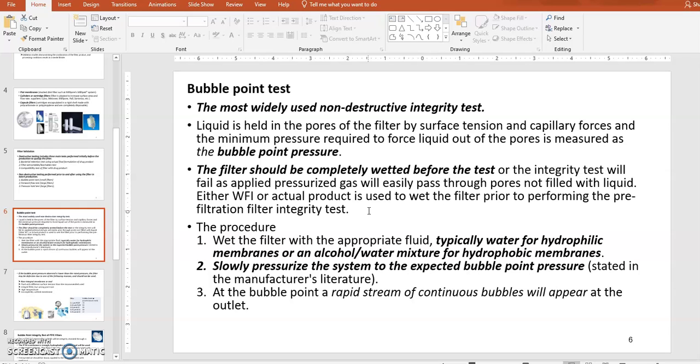The filter will hold the gas pressure through its surface tension and everything. There is a certain pressure it can hold, and eventually the gas will go through your filter at a certain pressure point. Then the gas coming through your filter will form a stream of bubbles. At that bubble point, you check the pressure of the gas that is penetrating your filter. That is the bubble point test. That's what it is exactly.